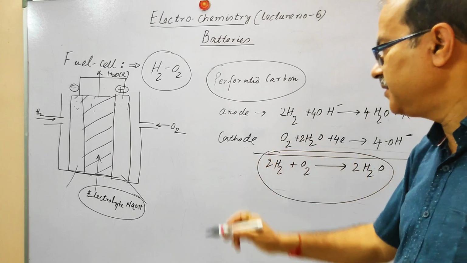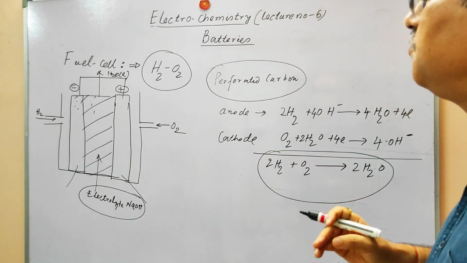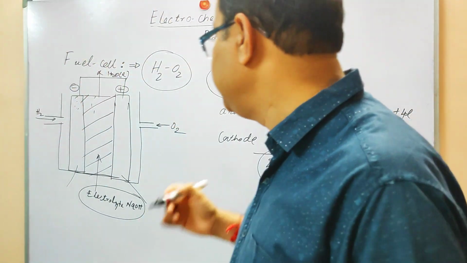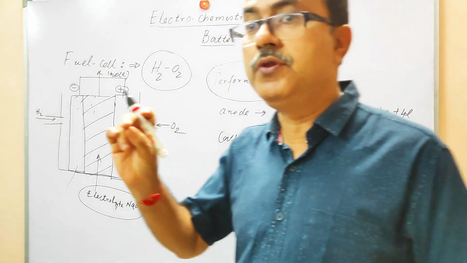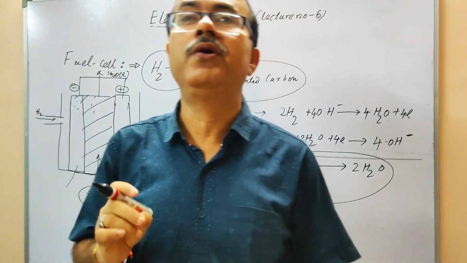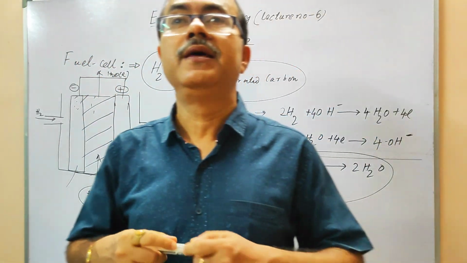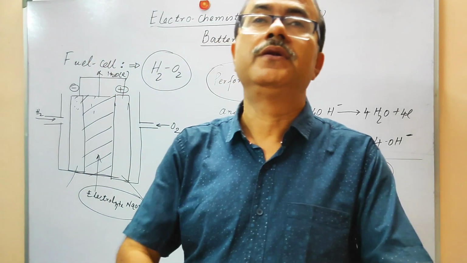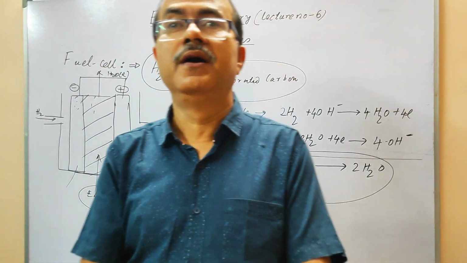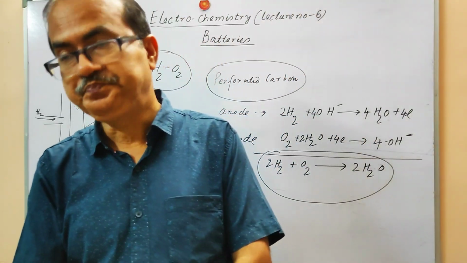So in this reaction, you can see there is a transfer of the electron, and that has been utilized to produce the electricity, and it has been observed that it is having an efficiency of around 85% as compared to the thermal plant where the efficiency is only 40%. So this fuel cell is being used nowadays to produce the electricity, and it is very much efficient, and now a lot of development is being carried out in this fuel cell.